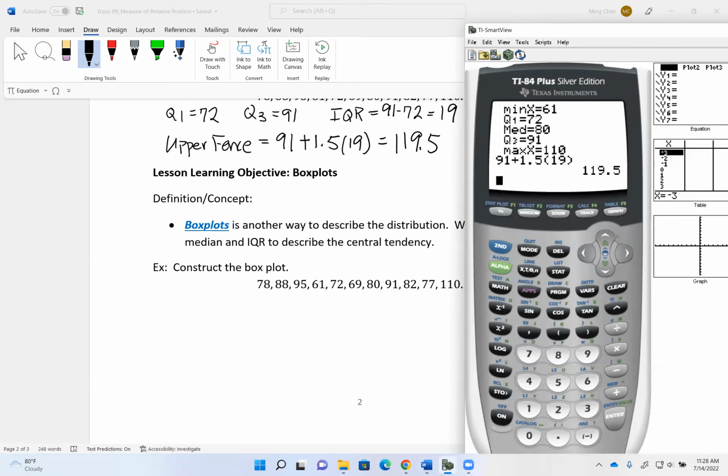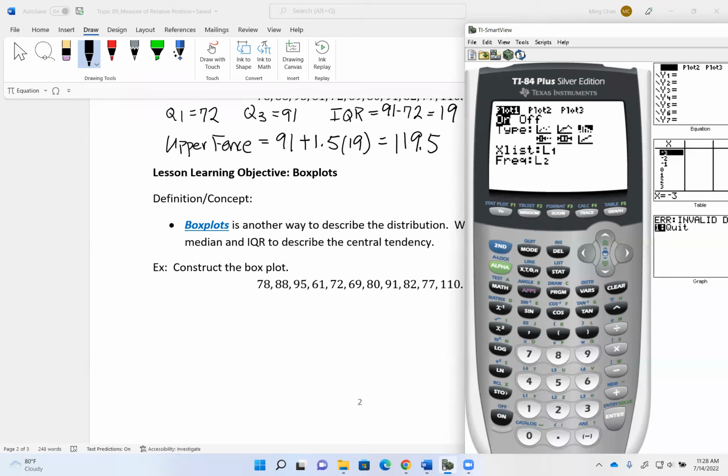Okay, so all we're going to do, with the numbers already in, is click on stat plots, color coded. So press second, Y equals. Very similar to when I showed you how to draw the histogram. I'm going to choose number 1 and turn it on. It's blinking on the word On, so I'm going to press enter.